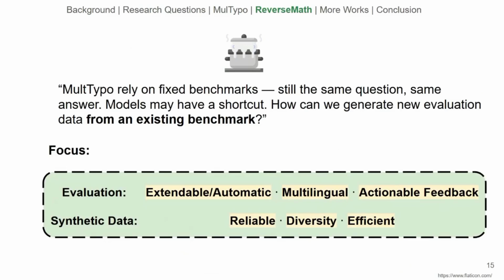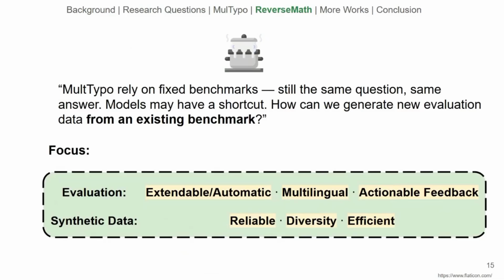And we know that models suffer from data contamination. Models can have memorization, like this data is all publicly available. The model saw this before, and the model remembers the answer. Even though the model does not know how to solve the question, it knows the answer, so it can take a shortcut. So here comes the second question: how can we generate new evaluation data from an existing benchmark, which could provide a different answer?